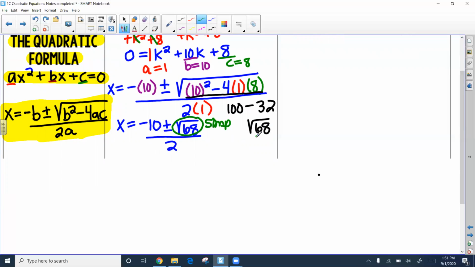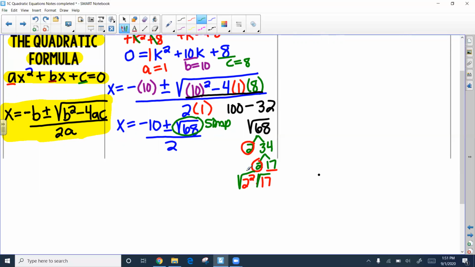I have it written here. I'm going to break it down. Remember, when we're simplifying radicals, we break it down into prime factors and look for pairs. So 68 can be 2 times 34. And 34 can break down more to 2 times 17. So I have a pair of 2's and then a 17 left over. Or that's 2 squared times 17.